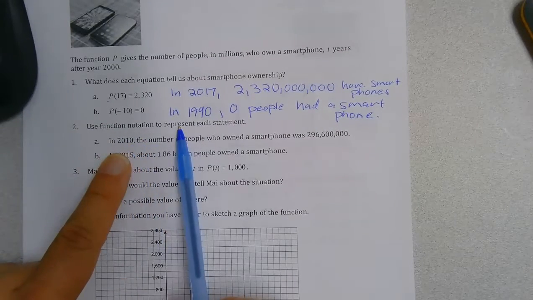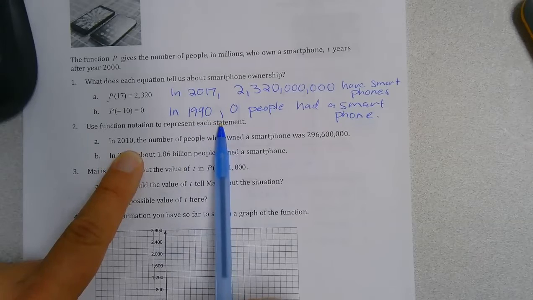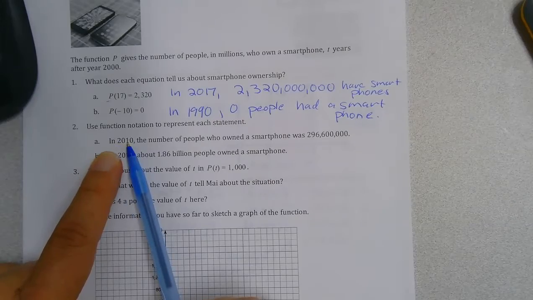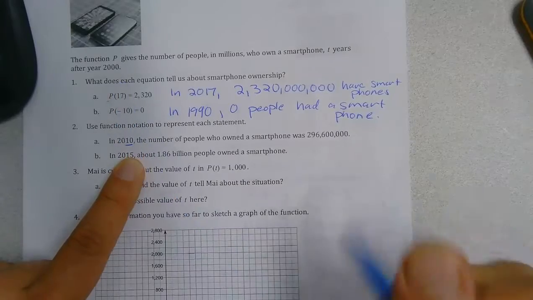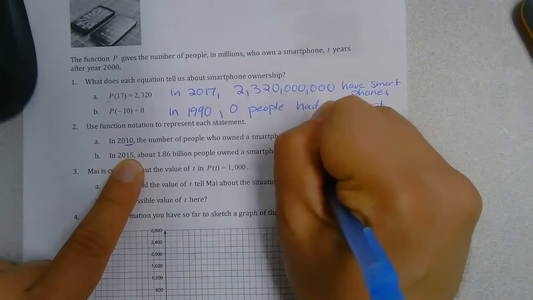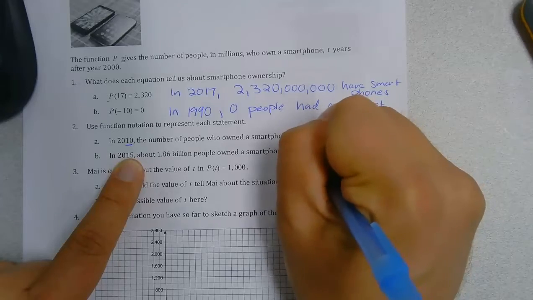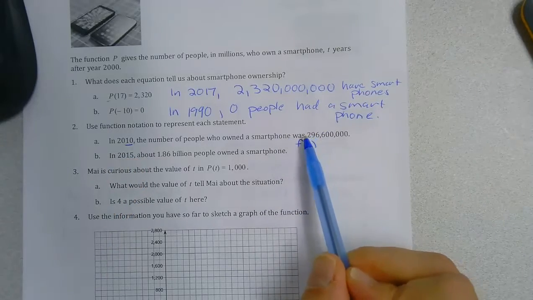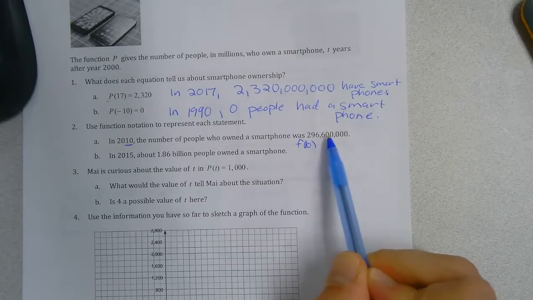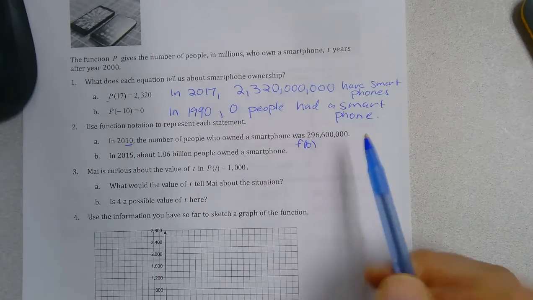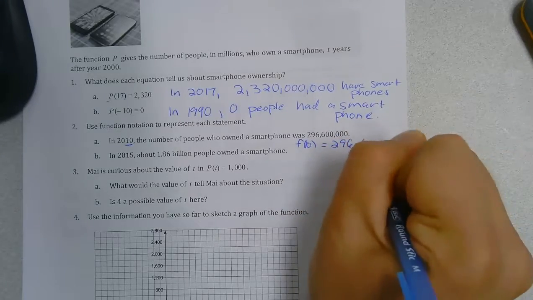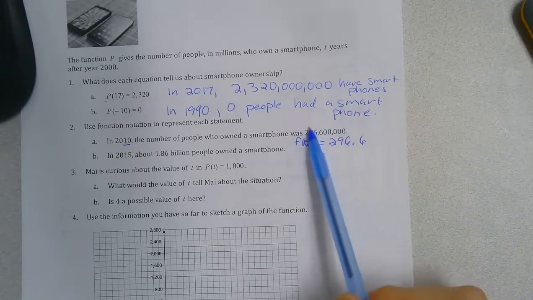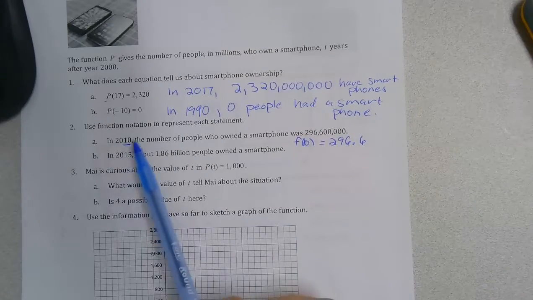So, use function notation to represent each statement. If we're looking here at 2010, that's 10 years after the year 2000. So this is just saying f of 10 is 296,600,000. Now, to represent that number, we'd say 296.6, and then we would say millions, because our cutoff here is at the millions place.